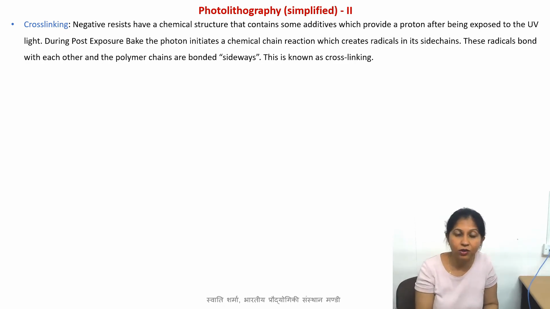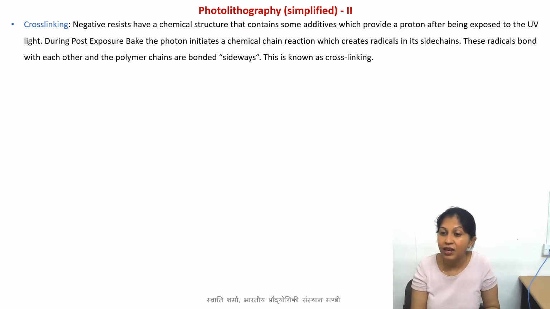So we talked about cross-linking in our previous slide. This is a property of a negative tone photoresist. What happens is when you expose it to the UV light, this chemically changes something in the material, and then the material becomes harder by cross-linking. So how does that happen?